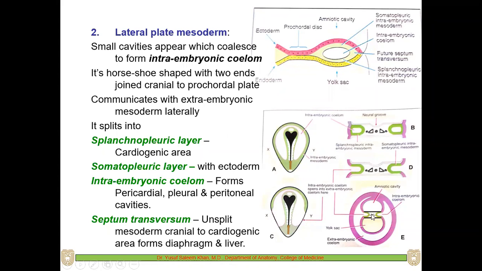If you see here, this is the embryo, the three layers. So it was closed here. This is the intraembryonic coelom. Now it opens and starts communicating with the extra embryonic mesoderm, which we were studying before. Now the intraembryonic mesoderm starts communicating with the extra embryonic mesoderm. Now it splits itself into layers called splanchnopleuric, somatopleuric, and the intraembryonic coelom.